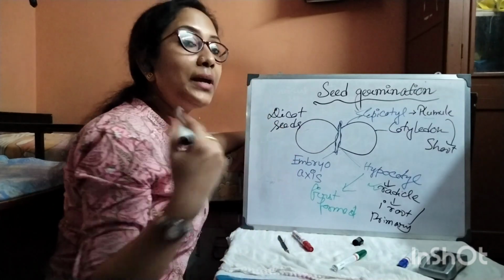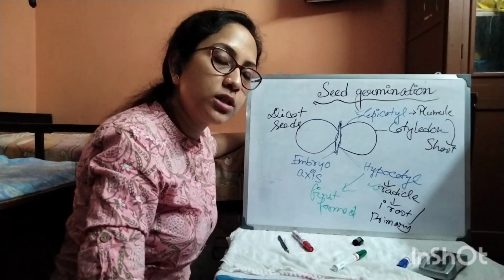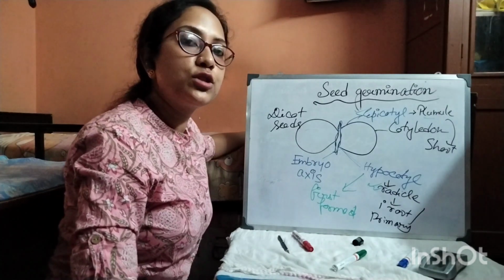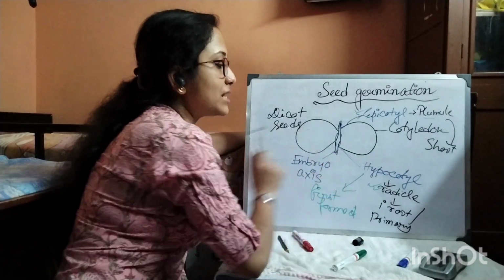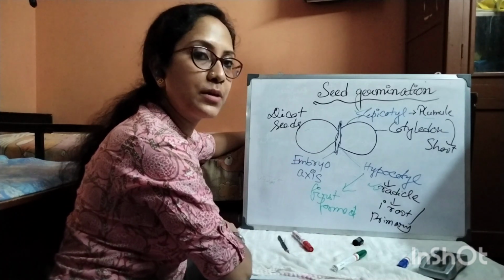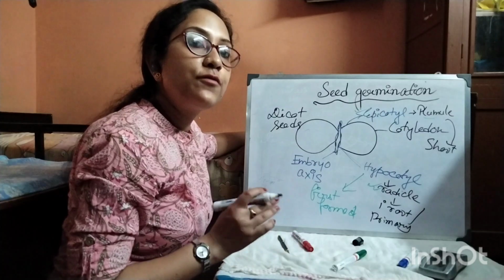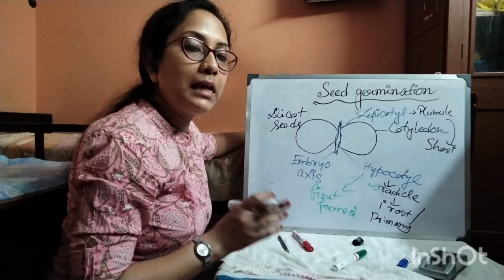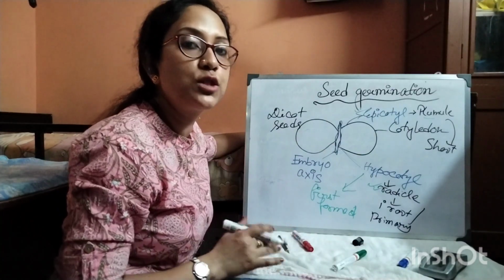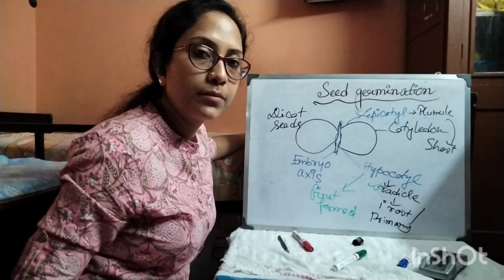Let me add additional information here: the radicle from the hypocotyl portion will be formed first, and then the plumule from the epicotyl portion will be formed. First radicle will be formed, and next to that plumule will be formed from the epicotyl portion. Any root formed from the radicle will be termed as primary root, and any other roots which do not form from the radicle will be termed as adventitious roots.